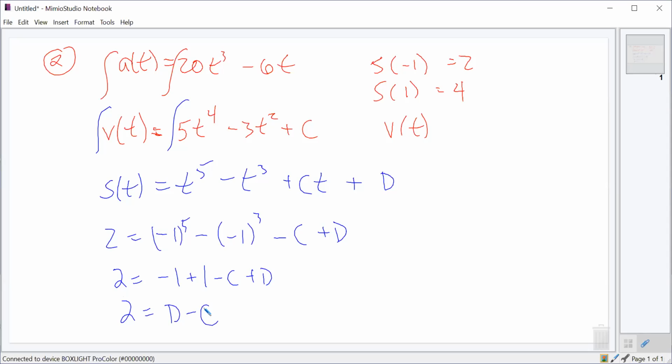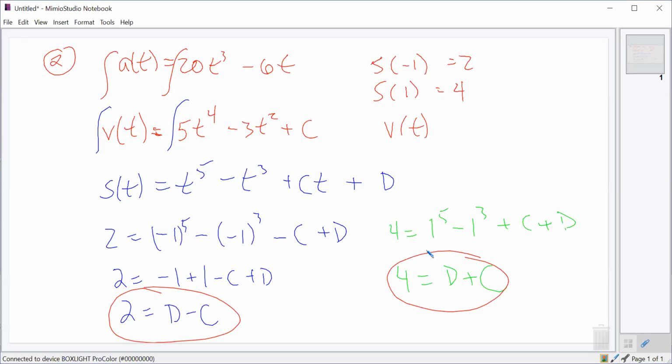And then we'll also want to plug in 1 and get 4. So we get 4 equals 1 to the 5th minus 1 to the 3rd plus c plus d. And that tells us that 4 is c plus d, or d plus c. And so now we just have 2 equations with 2 unknowns. So we'll solve that system of equations. You can either solve for one of the variables in one of them and substitute in, or you can do linear combination. We'll just solve. We get d equals c plus 2.